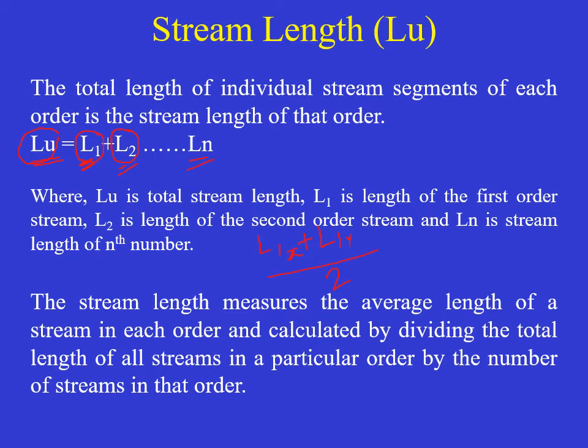Similarly, the mean second order stream length, mean third order stream length, and ultimately, if we try to measure the mean stream length, that is the mean LU, we have to add mean L1 plus mean L2 plus mean L3 up to mean Ln. So all the mean length values of different orders have to be added to get the mean length of the stream.